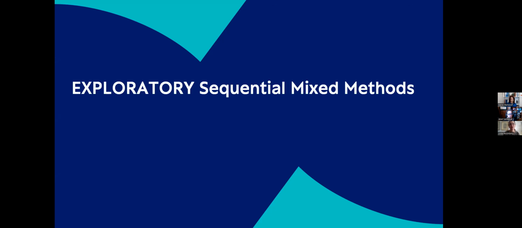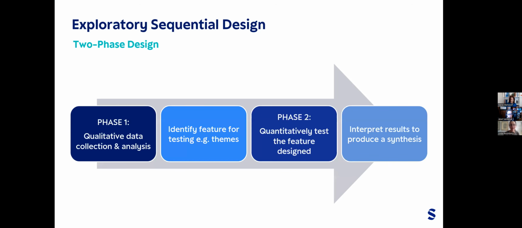We're now going to move to the fourth and final design that we're discussing here today, which is the exploratory sequential mixed methods design. The basic understanding of this design is also that it is a two-phase design, like the explanatory sequential design that we've just covered. But in this design, the first phase is the qualitative data collection and analysis, where we identify themes. The second phase is the quantitative testing of the feature. And finally, the results are interpreted and concluded to produce an overall synthesis.